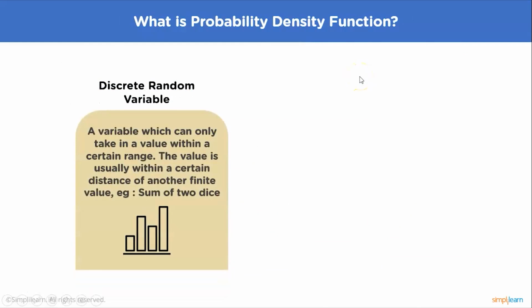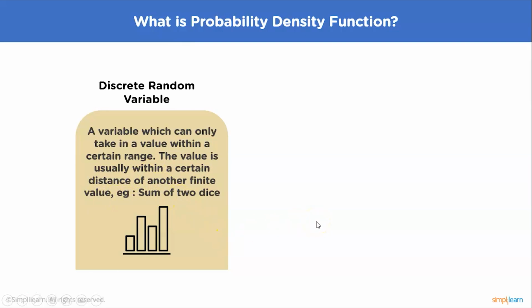Now, so far we've been talking about different types of variables, which is discrete random variables and continuous variables. What exactly do these mean? A variable which can only take a value within a certain range is called a discrete random variable. The value is usually within a certain distance of another finite value. An example of this would be the sum of two dice.